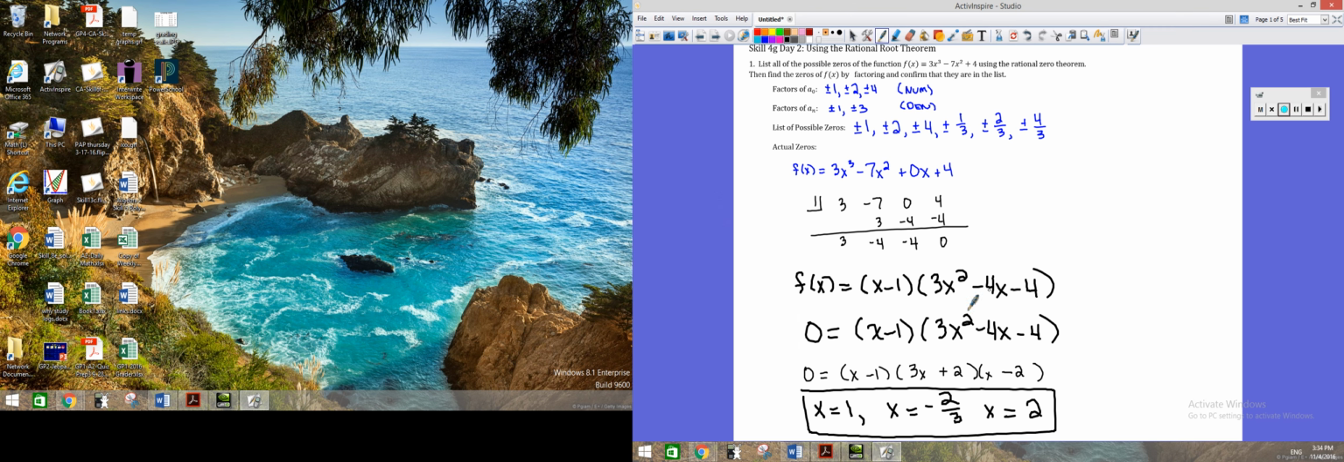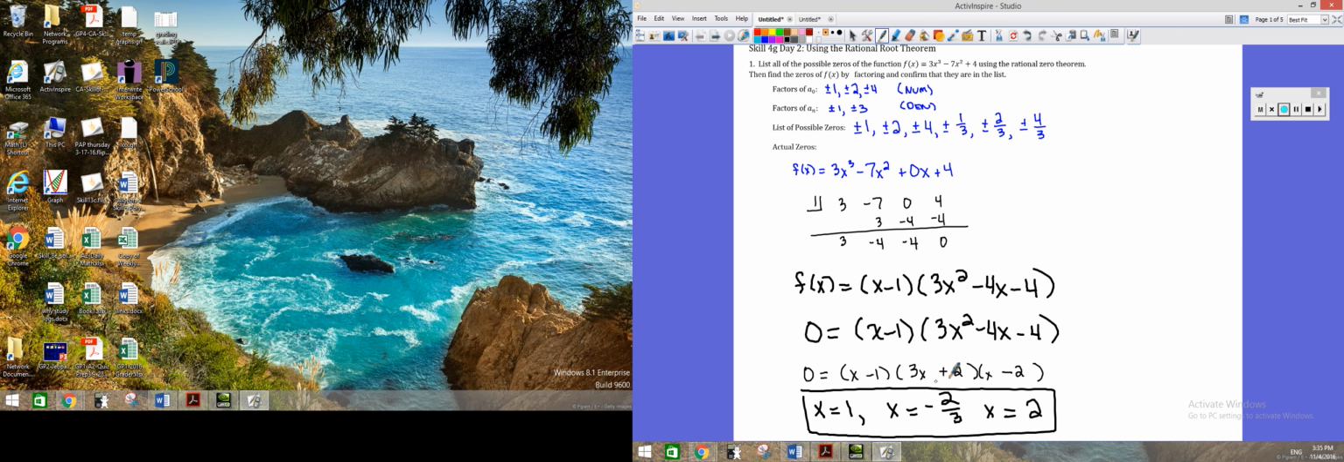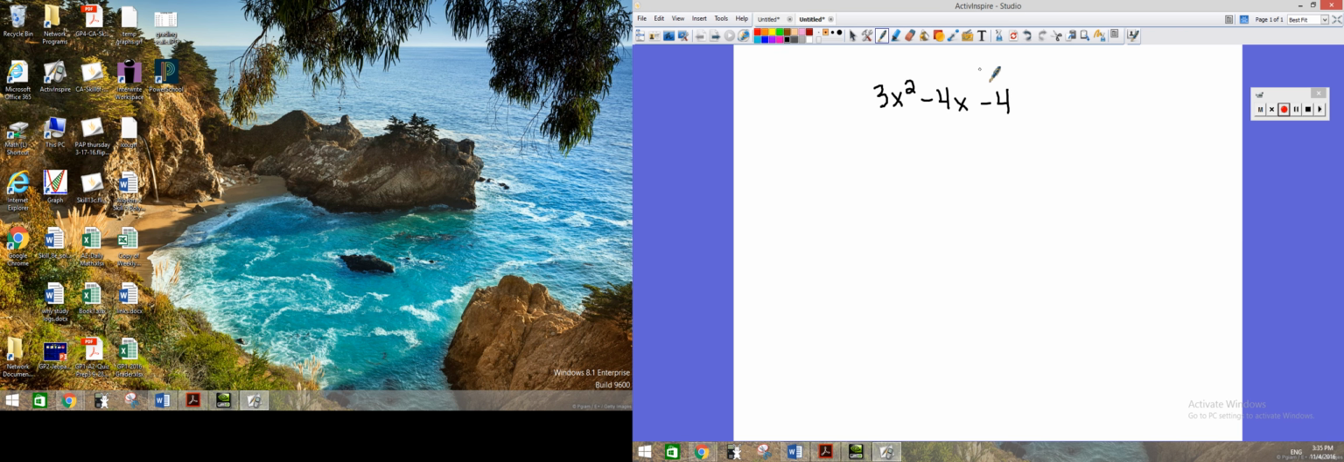Now, this 3x squared minus 4x minus 4. 3x squared minus 4x, I better check that I remembered that right. I don't trust myself. Minus 4x minus 4. So this x method that some people have learned in Algebra 1 here, or even in Algebra 2, they suggest that you put an x over the middle term. And now at the top of the x, you always take the first term times the last term. That gets you negative 12x squared.